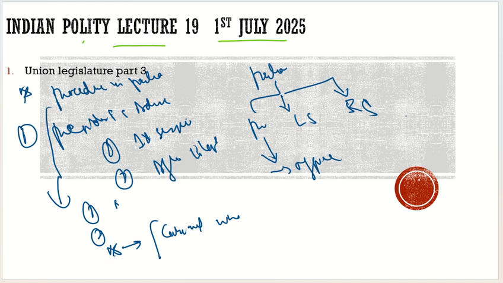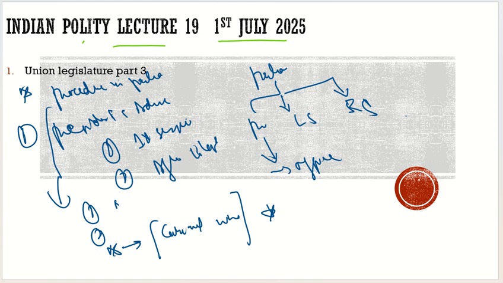If the cabinet tells him to address the Lok Sabha, he will address the Lok Sabha and Rajya Sabha. He will give his president's address. He would read line by line what the cabinet has mentioned in that address. So this is the president's address. It is the cabinet who prepares it for him.